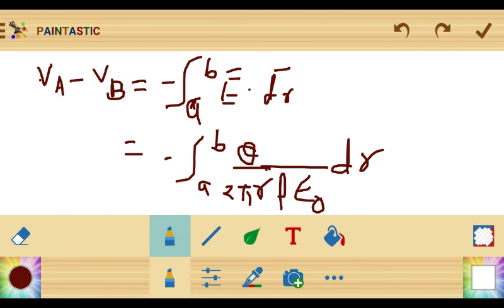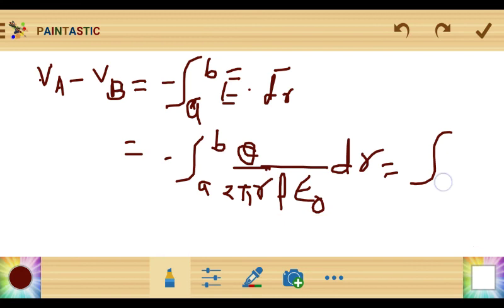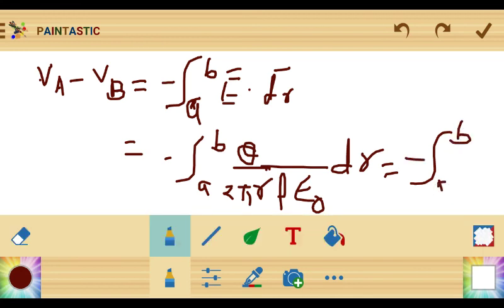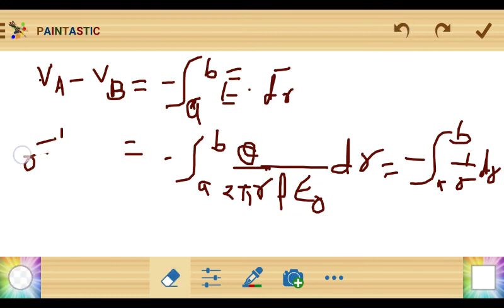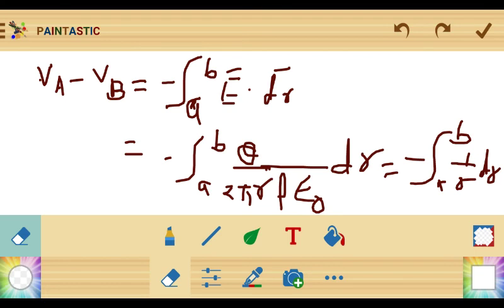As there are no remaining terms except r, it is an integration with respect to r. So we take all the remaining terms outside. What is left inside is 1 upon r dr. The solution of this, if you check, the integration of r to the power minus 1 dr is, since minus plus 1 is 0, simply log r.